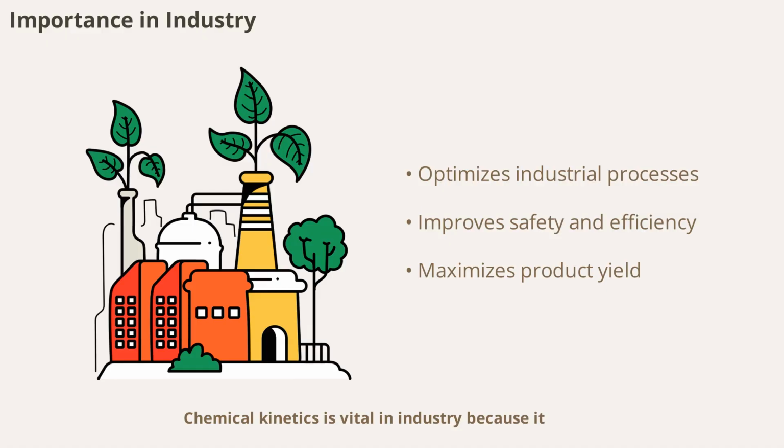Chemical kinetics is vital in industry because it helps optimize reaction conditions for maximum efficiency and yield. By understanding reaction rates, industries can design safer, faster, and more cost-effective processes. From pharmaceuticals to food production, kinetics ensures products are made efficiently and safely.